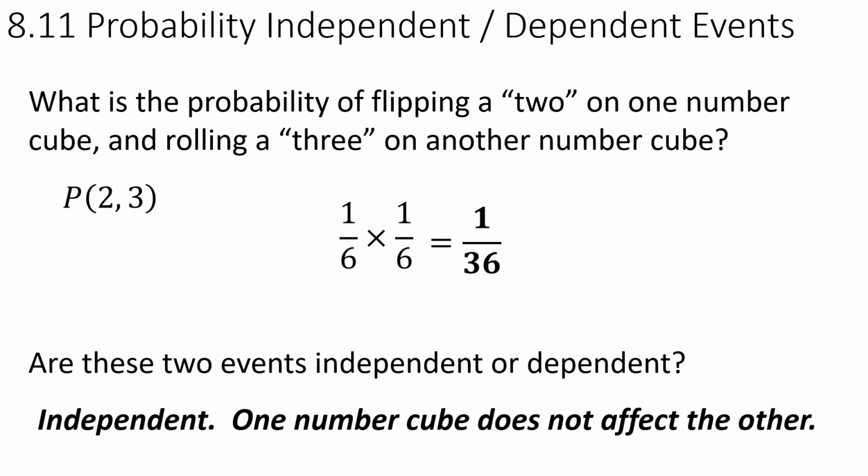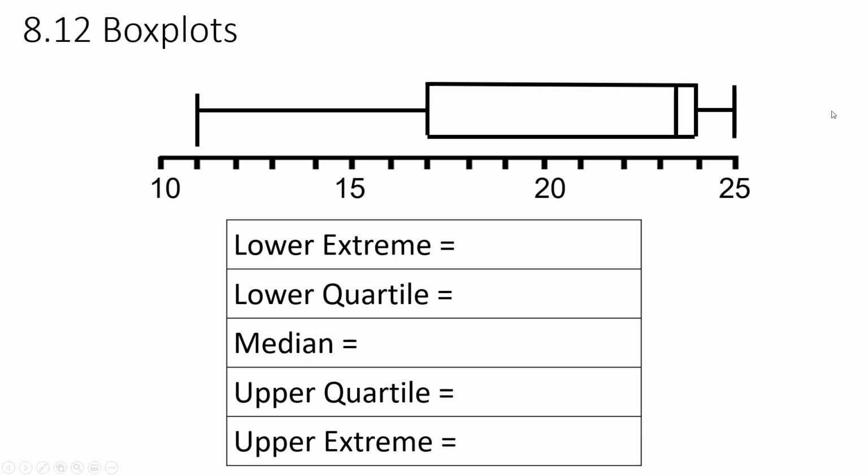All right, next. So we've got our lower extreme. So this is a box plot. We're just learning how to read it right now. Your lower extreme is at the very end of the whisker. Don't say it's 10. Yeah, the number line shows 10, but the whisker ends at 11.